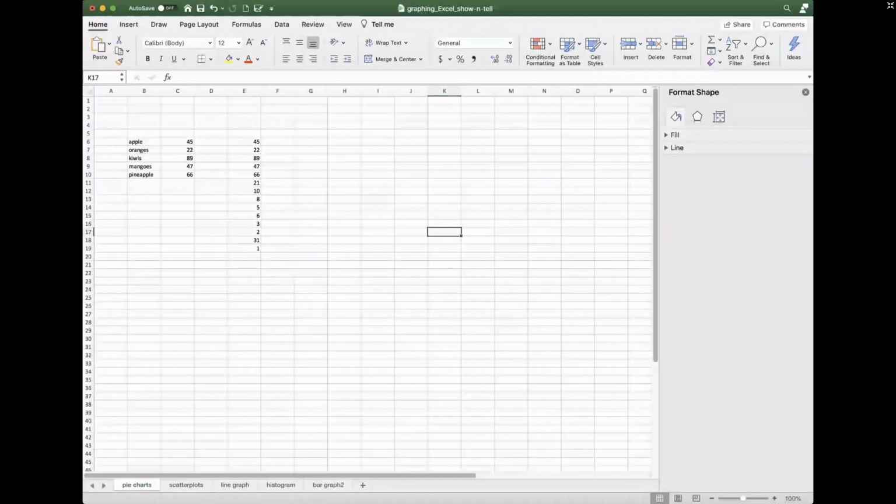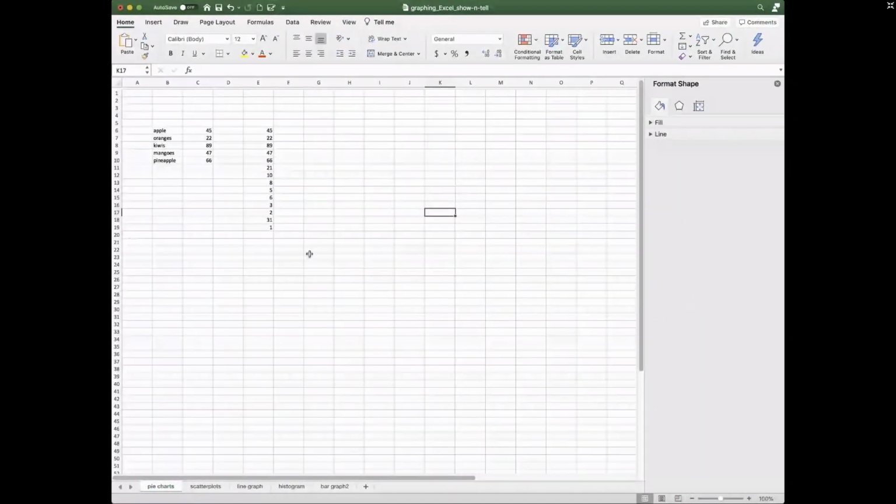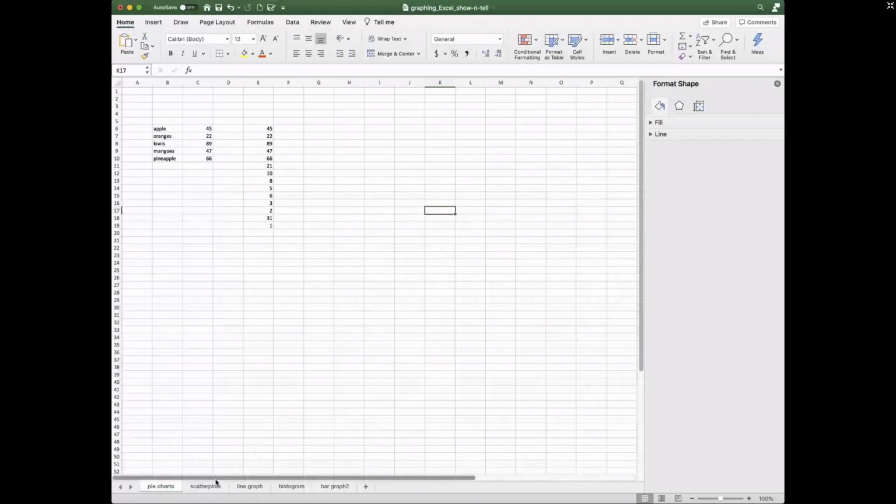All right, so here's my Excel file. You'll notice at the bottom, I've got different worksheets that I've got different graphs that I'm going to show you on each worksheet. Okay, and this is how your homework is set up, by the way.